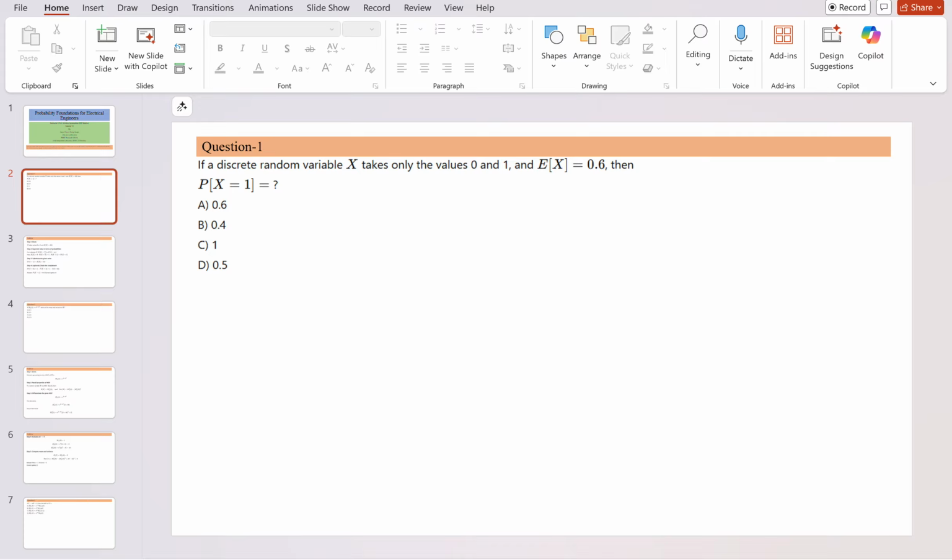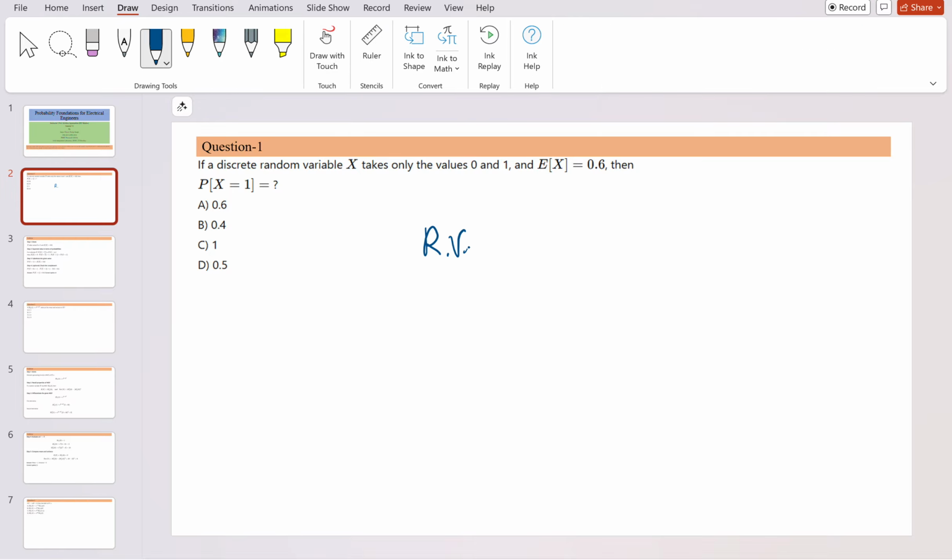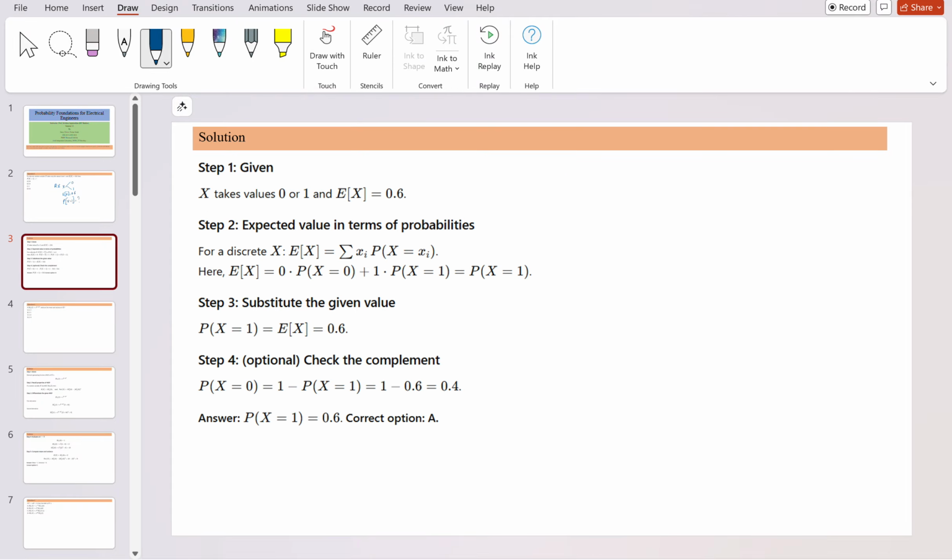Let me give the solution for this. There is a discrete random variable X which takes the value either 0 or 1. It is given that the expectation of X is 0.6, and it is asking for the probability that X is equal to 1. So how to solve it? Step 1: the values given are X is either 0 or 1, and the expectation of X is 0.6. What is the probability of X equal to 1?